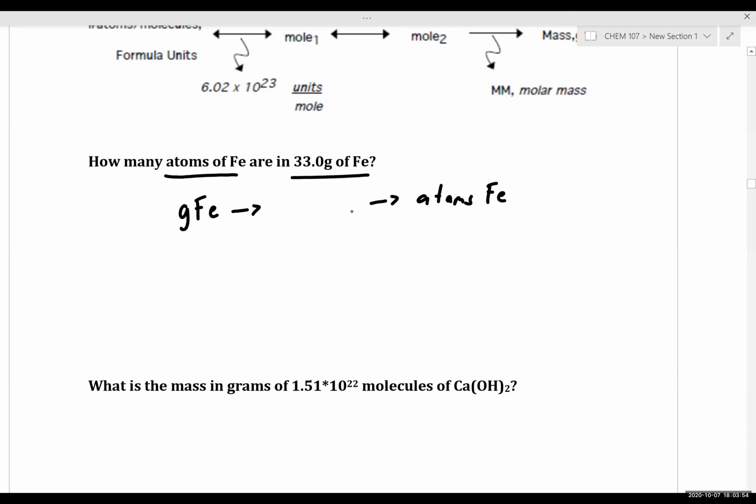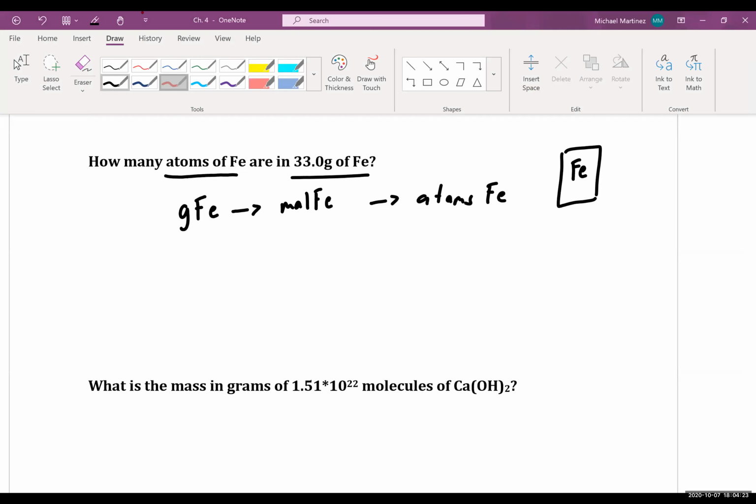AMU. You can go to AMU. What other unit? Would it be moles? Moles. Yep, exactly right. And we're going to go through moles because it's easier to go from grams to moles. That's a one-step conversion. So with this established, if we look up iron in the periodic table, what is iron's molar mass?